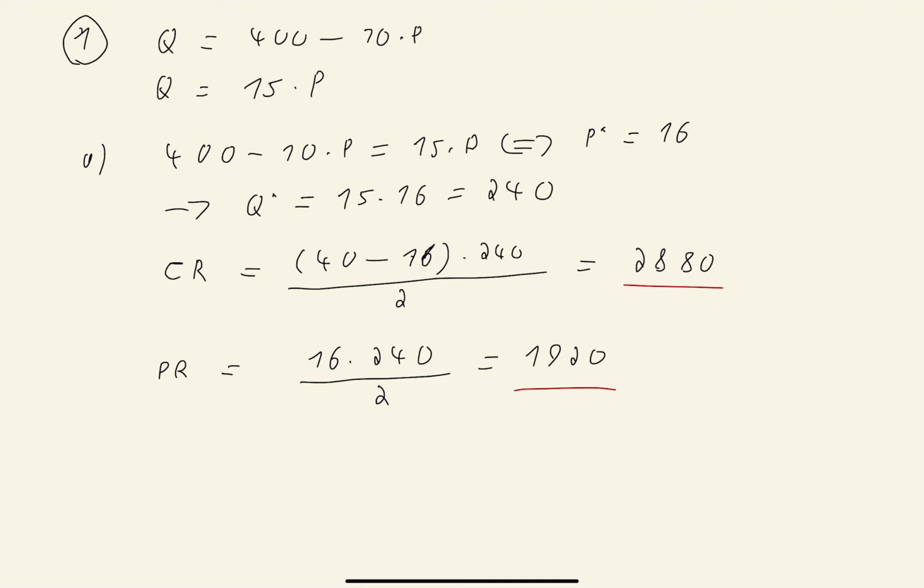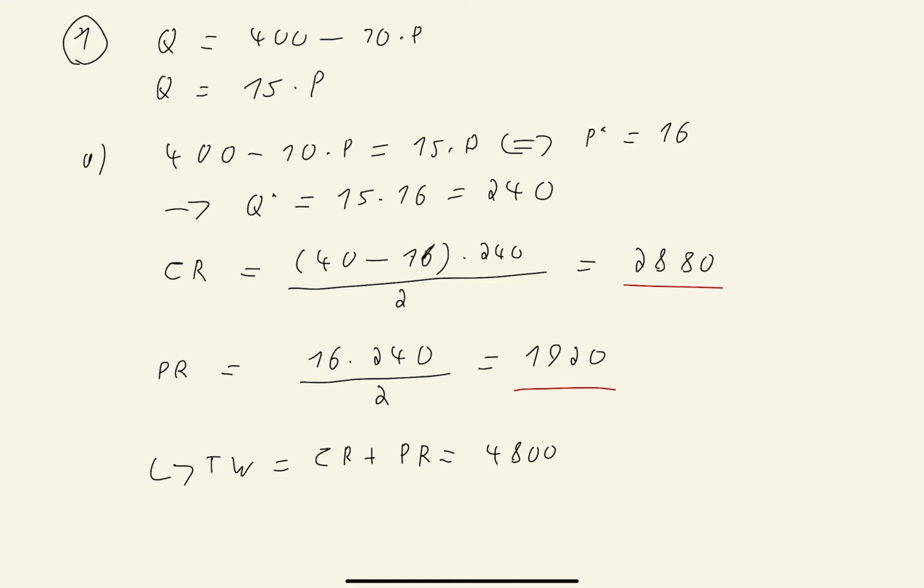And we can also calculate the welfare. So the total welfare is simply the sum of those two components. So the sum of consumer rent and producer rent, which is then, if you write it down, consumer rent plus producer rent. And this is, let me just calculate it 1 second, 4,800.